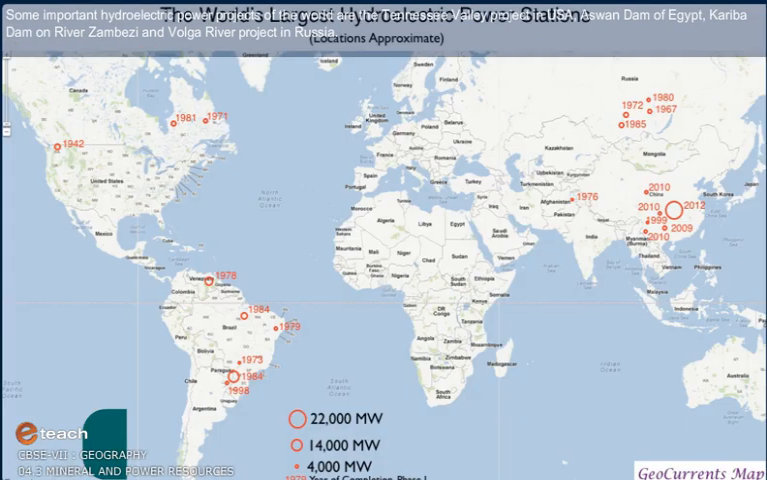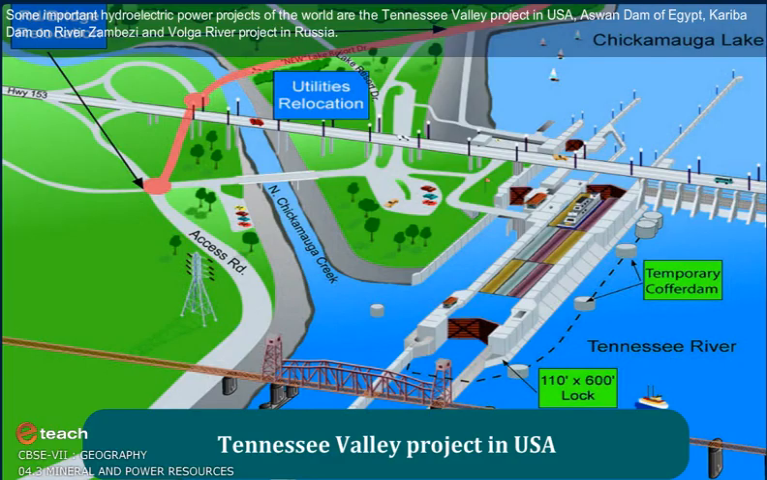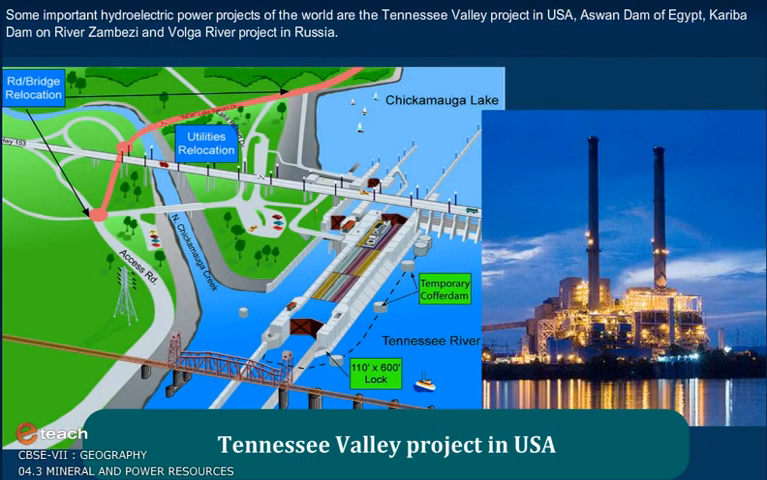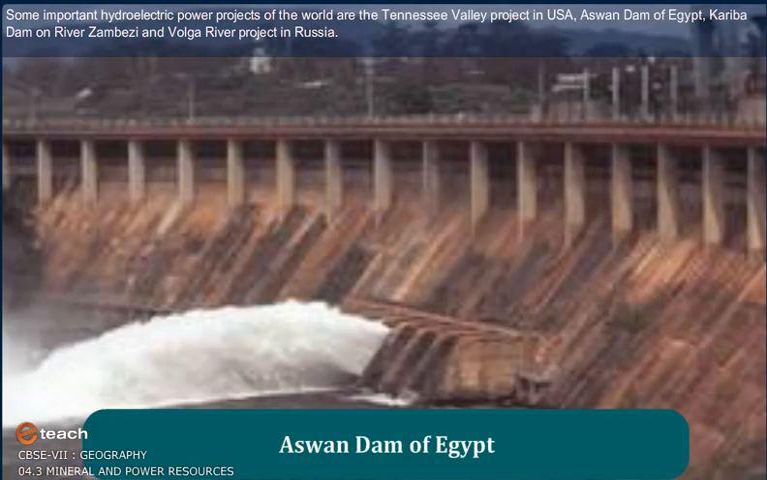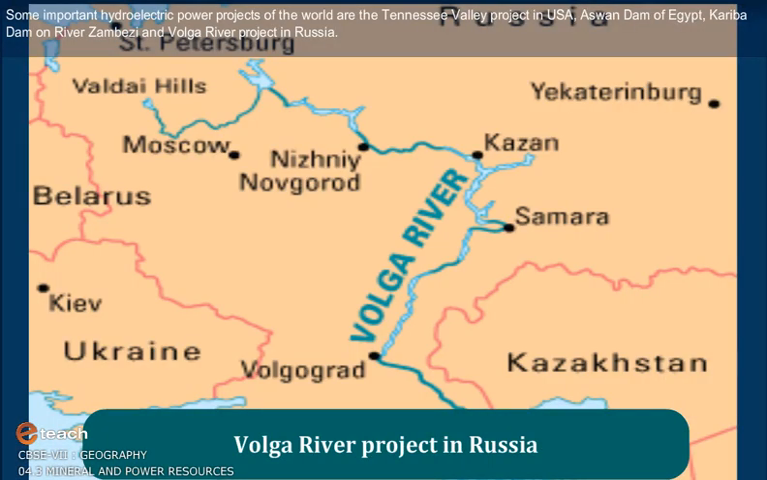Some important hydroelectric power projects of the world are the Tennessee Valley Project in USA, Aswan Dam of Egypt, Kariba Dam on River Zambezi, and Volga River Project in Russia.